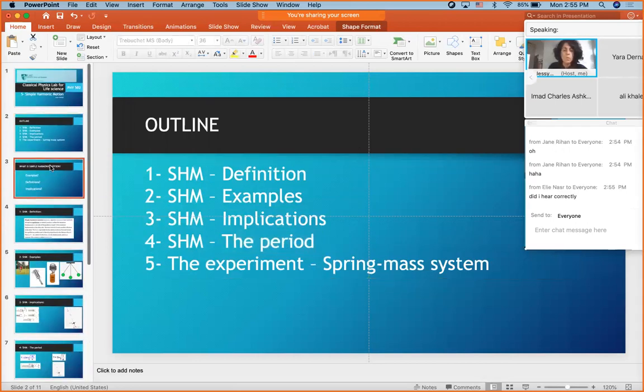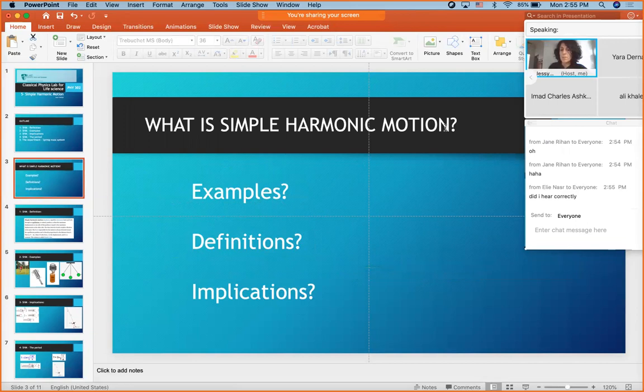Question number 1 is for you. What is simple harmonic motion? Go ahead, be loud. What is simple harmonic motion? Anyone? So what is simple harmonic motion? How do you define it? It is obviously a type of motion. Do you know any other types of motion?